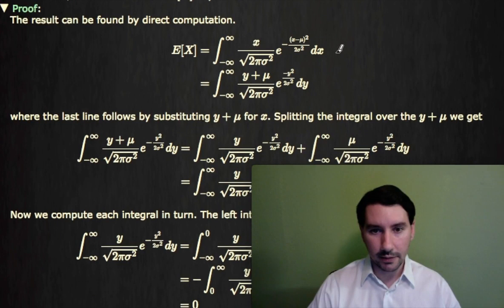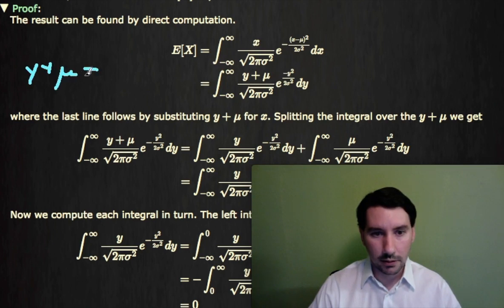The expected value of x is the integral of x times f(x) dx. What we're going to do is substitute y plus mu equals x. In this case, dy, it's a plus sign, would equal dx. So we end up with the integral of (y plus mu) over the square root of 2 pi sigma squared, times e to the minus y squared over 2 sigma squared, dy.